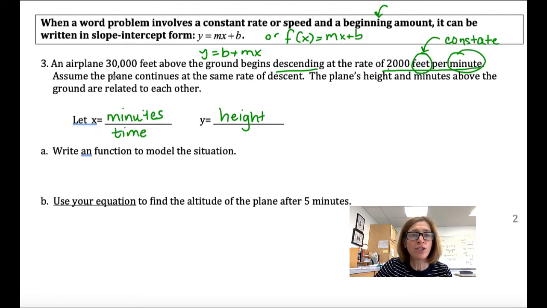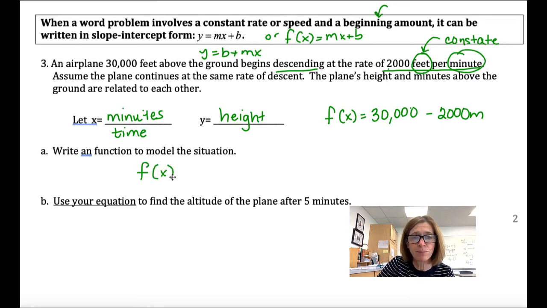Okay, so we start at 30,000 feet above the ground, so I'm going to actually do it as a function, f of x, and I'm going to do it as b plus mx, so 30,000 feet. It's descending at 2,000 feet per minute. So 2,000 feet per minute is that constant rate of change, is my slope. So there's my model. f of x equals 30,000 minus 2,000 x.